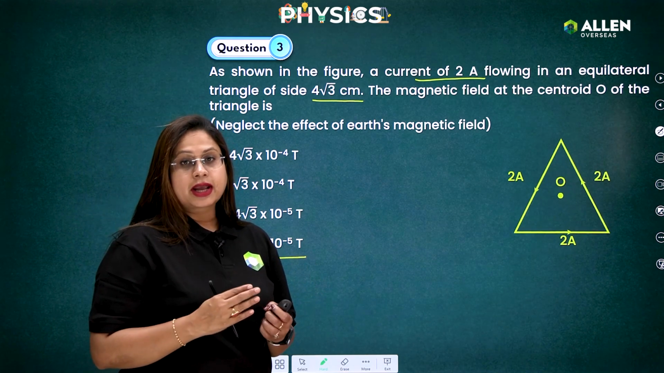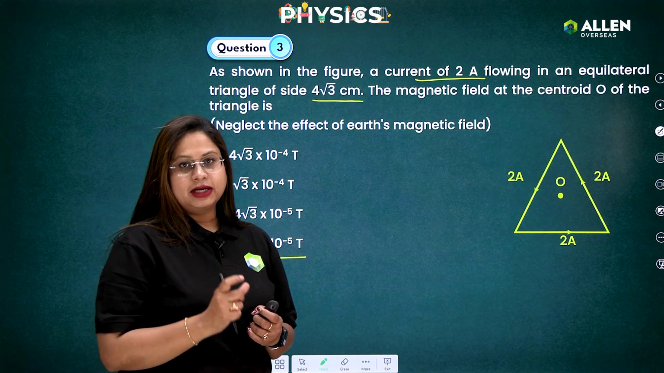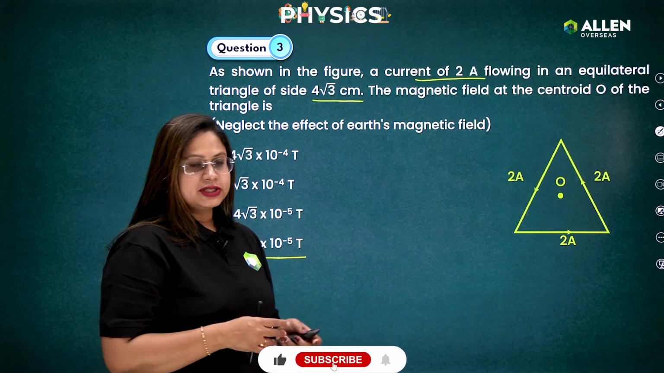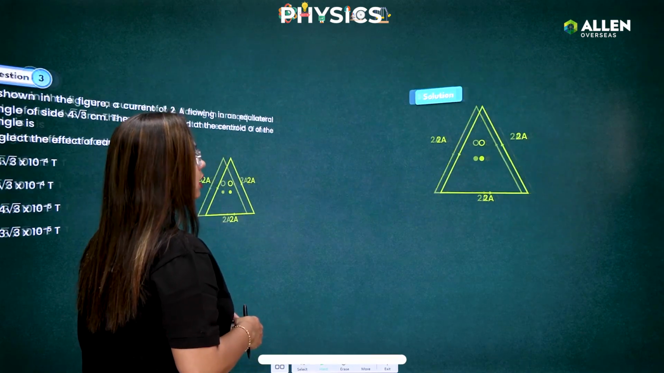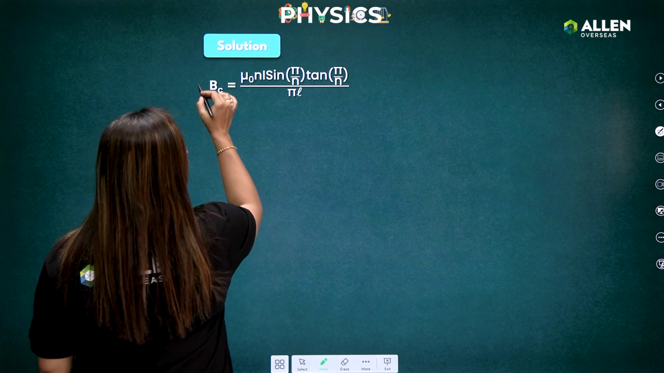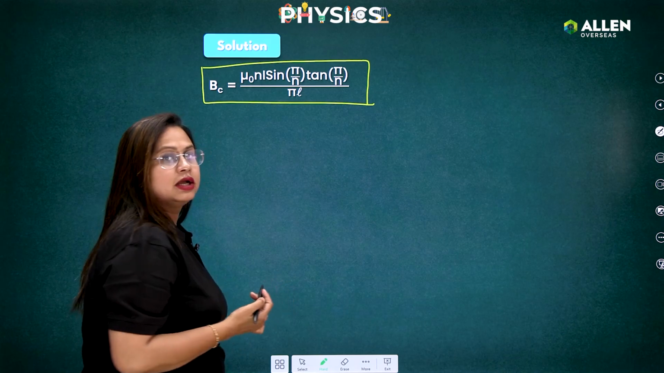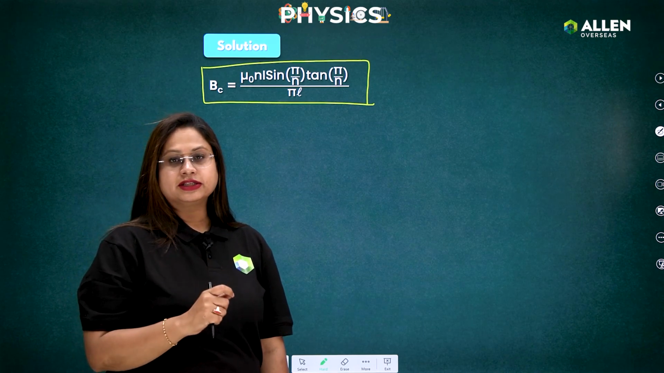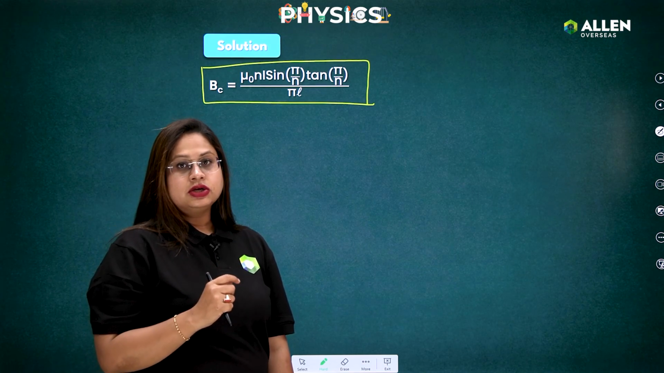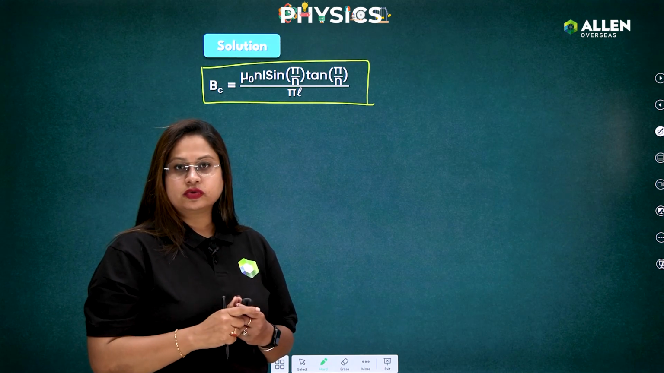This question can be solved in another way by using a formula directly, and this formula can be replicated to other regular polygons as well. So what is that formula? You have to remember that to solve the question very quickly in the examination. This is the formula that you can directly use to find out the magnetic field at the center of any regular polygon. If I am talking about this equilateral triangle, the number of sides is n and each angle contained by the sides is going to be 60 degrees.